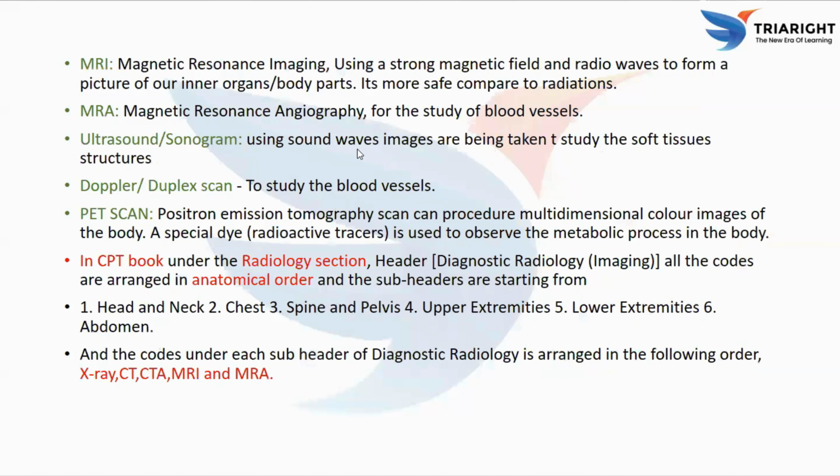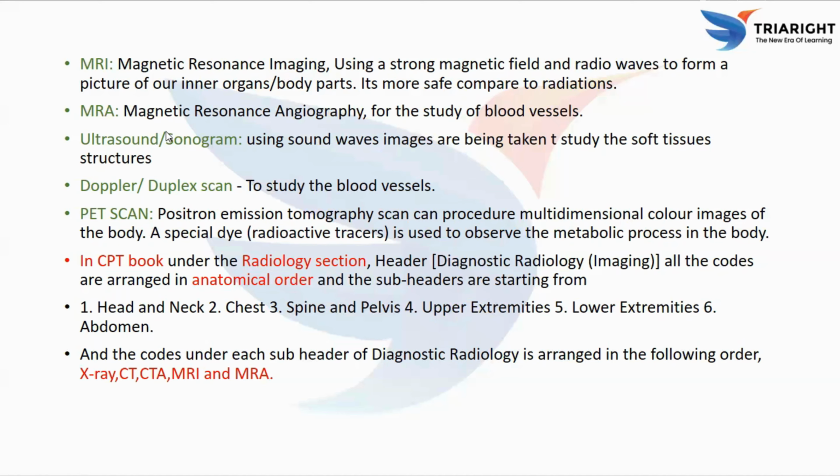The next procedure is MRI. What is MRI? Magnetic resonance imaging. It uses a strong magnetic field plus radio waves. It produces high-detail images of the soft tissues. There is no ionizing radiation, so it is safer than X-ray and CT. It is best for brain and spinal cord, joints and ligaments, and soft tissue tumors. MRI is preferred when soft tissue detail matters more than speed. MRI codes differ by body part, with contrast or without contrast, sometimes with and without contrast.